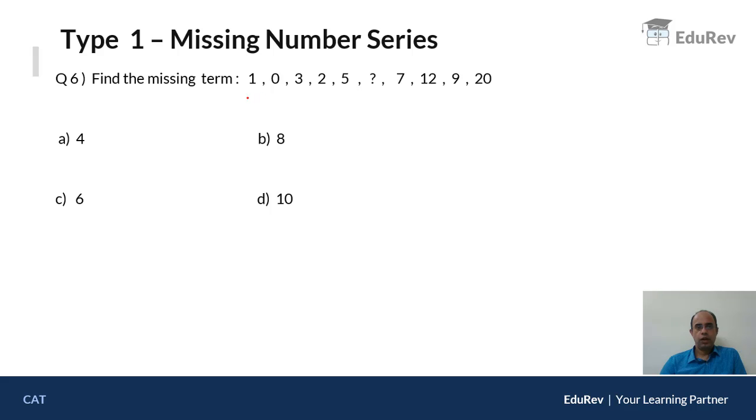Now question 6. Find the missing term. Lots of terms are given to you. Think. 1, 0, 3, 2, 5, question mark, 7, 12, 9, 20. Now, this is another where we're not asking the last term, we're asking a number somewhere in between. Now, we can observe 1, 3, 5, 7, 9. We are getting alternate series. Two series are there, I believe.